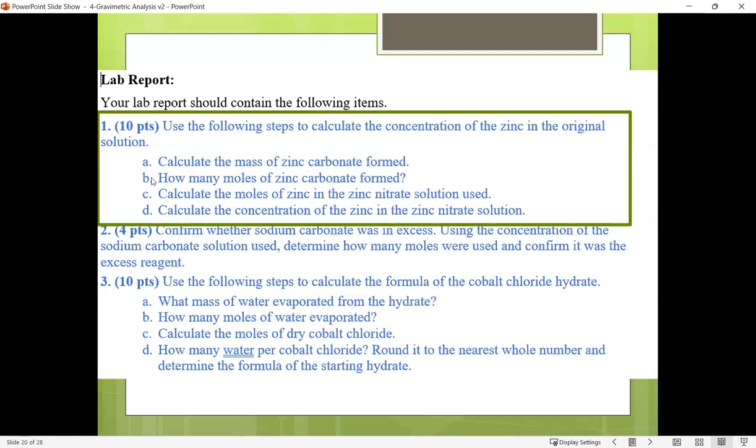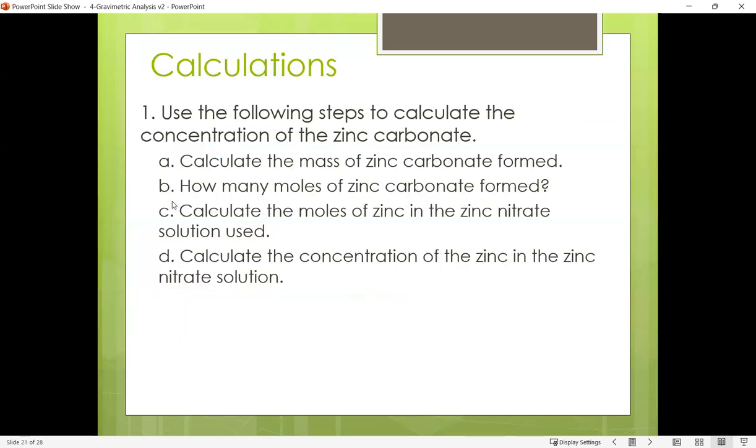Usually it's like that: A, and then B is the next, C, and so on. So let's look at that in more detail. You're going to calculate the mass of the zinc carbonate. You weigh filter paper that has the zinc carbonate and water. As the water is driven off, you're just going to have the filter paper and zinc carbonate. So to find the mass of the zinc carbonate, you take the mass of the dry combination and subtract the starting mass of the filter paper.